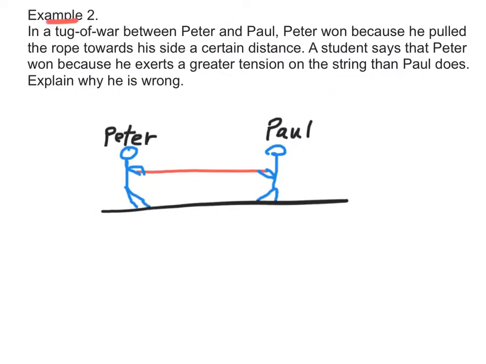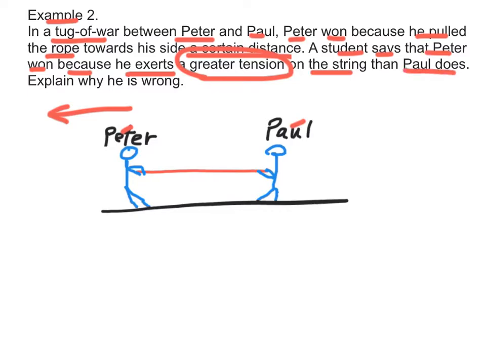Example 2. In a tug-of-war between Peter and Paul, Peter won because he pulled the rope toward his side a certain distance. A student says that Peter won because he exerted a greater tension on the string than Paul does. Explain why he is wrong. He is wrong because the tensions exerted on the string by Peter and Paul are the same, which is T.